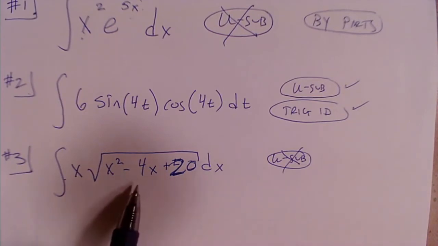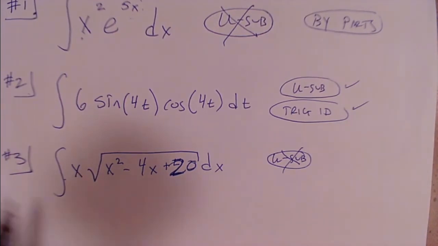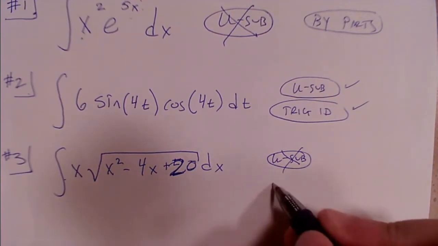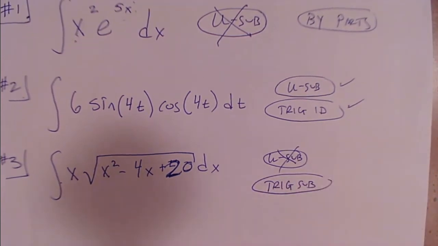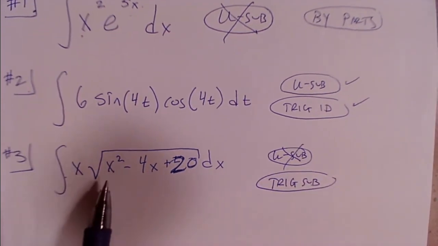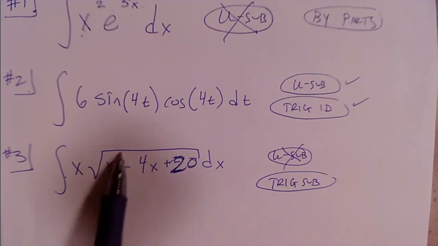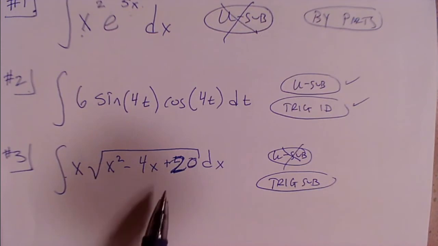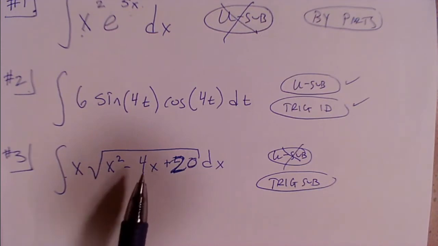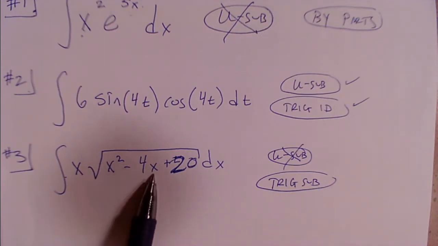Partial fractions off the list because it's not a rational expression. It's not a polynomial divided by another polynomial. Trig identity, well, this isn't a trig function at all, so we're not going to use trig identities. But trig sub is actually how we're going to do this one right here. And the reason is this isn't x squared minus a squared, but I can complete the square on the inside here, and it's going to be the square root of something plus or minus something squared. So I can actually complete the square here, and that's going to do it. All right, and then we'll see how that works.